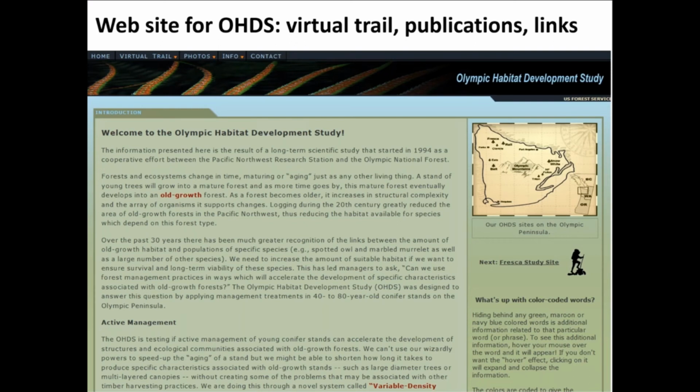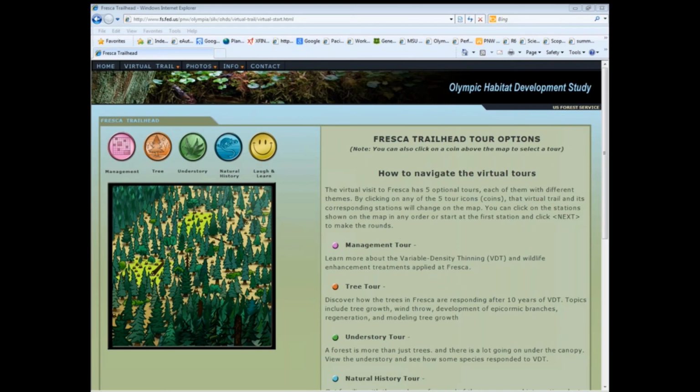So for those of you who want to know more, we do have a website for the habitat development study. We have what we call a virtual trail where you can go around to different portions, and a lot of the graphs that I showed you today will actually be on the website. We also have publications on the website and links to different types of things. So for example, if you go up to info, click on things, then publications is one of the categories.